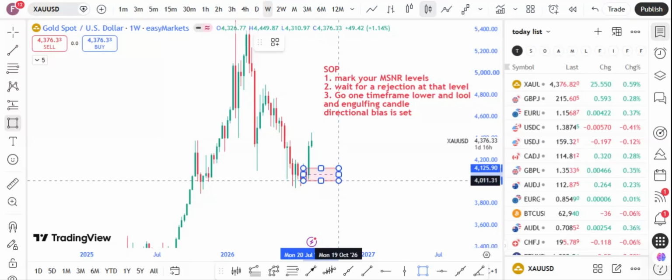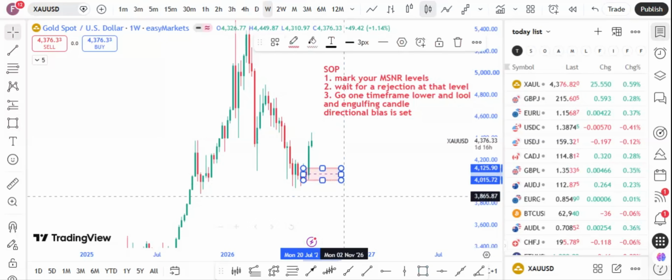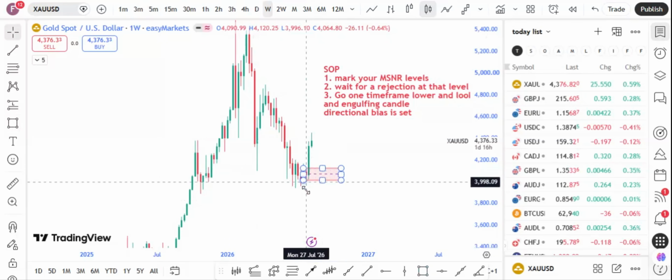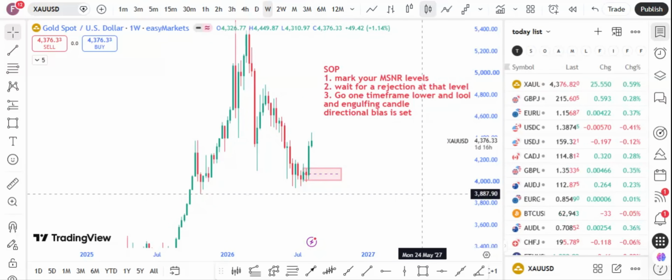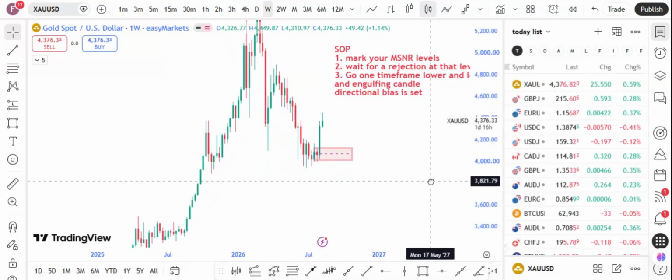The green candle has engulfed the red candle. This is how to mark it. You mark the red one from the beginning of the week to the end of the week. You mark the red one. That's for a buy. But let's start here.